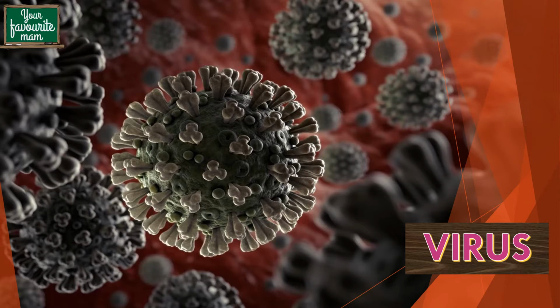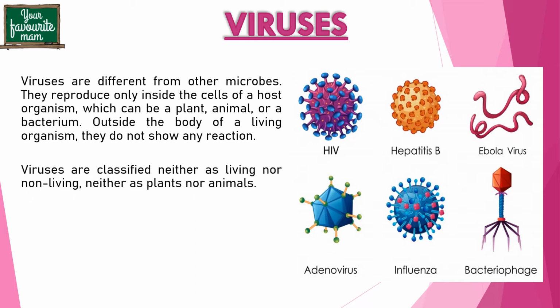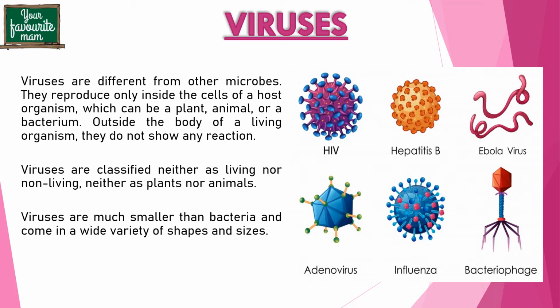The last category is virus. Viruses are different from other microbes. They reproduce only inside the cells of a host organism, which can be a plant or an animal or maybe a bacterium. Outside the body of a living organism, they do not show any reaction. They are classified as neither living or non-living, neither as plants or animals. Viruses are much smaller than bacteria and come in a variety of shapes and sizes. They can only be seen by an electron microscope.